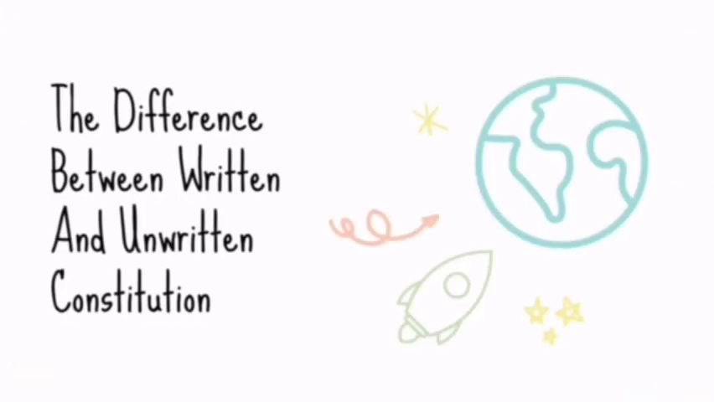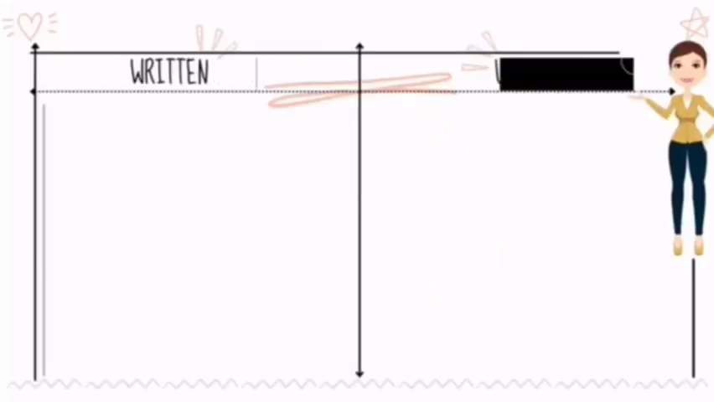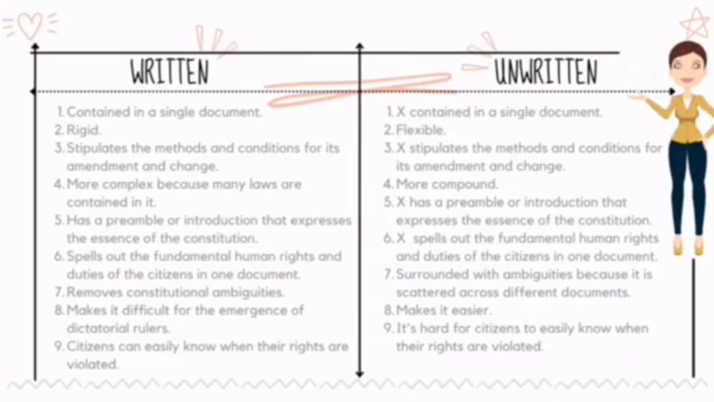And then we move to the differences between a written constitution and an unwritten constitution. A written constitution is contained in a single document, but an unwritten constitution is not. A written constitution is a rigid constitution, but an unwritten constitution is a flexible constitution. A written constitution stipulates the methods and conditions for its amendment and change, but an unwritten constitution does not.